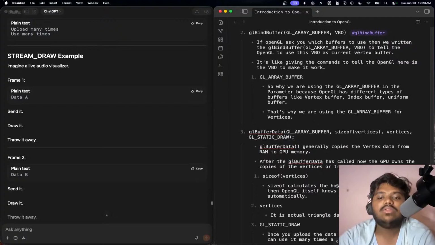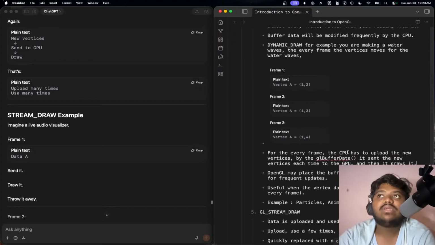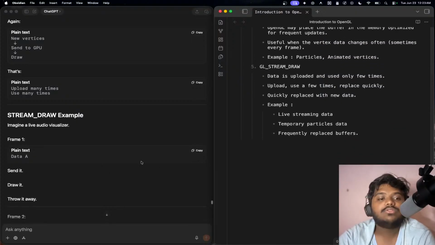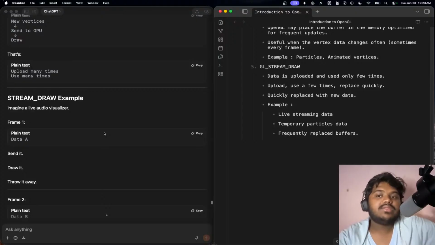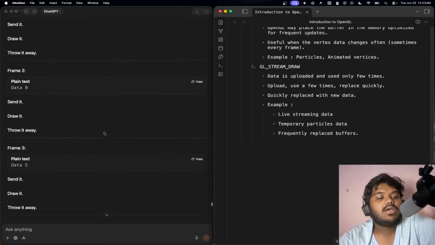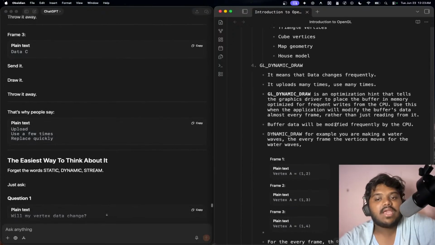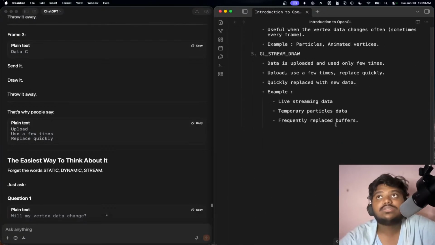So it only has static. It has the GL array buffer and then static, but it doesn't have the stream draw, right? So that means we don't really need it. Do we need it? Frame one, frame two, send it and draw it and throw it away, which I don't really understand and which we don't really have in the program. I don't want to get confused in the last.